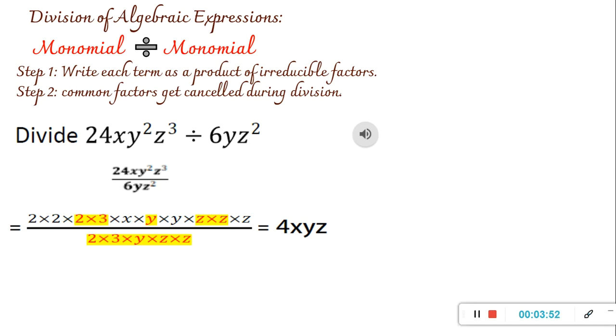This is the same as how we do it in the number system. The same way here also we are doing. So now we understood how to divide a monomial by a monomial. Let's make it a little more complex. Now we are going to divide a polynomial by a monomial. A polynomial is basically an algebraic expression with multiple terms.